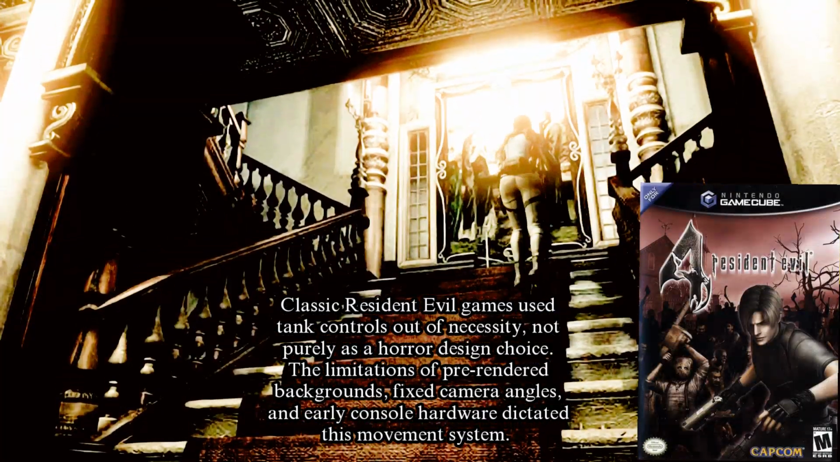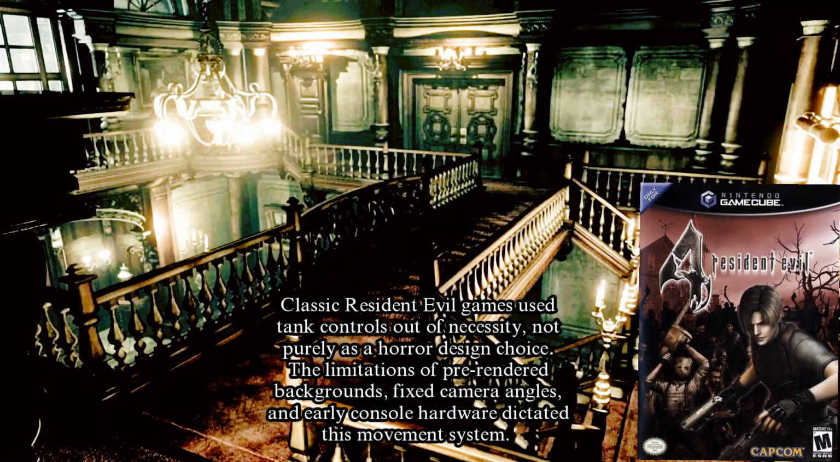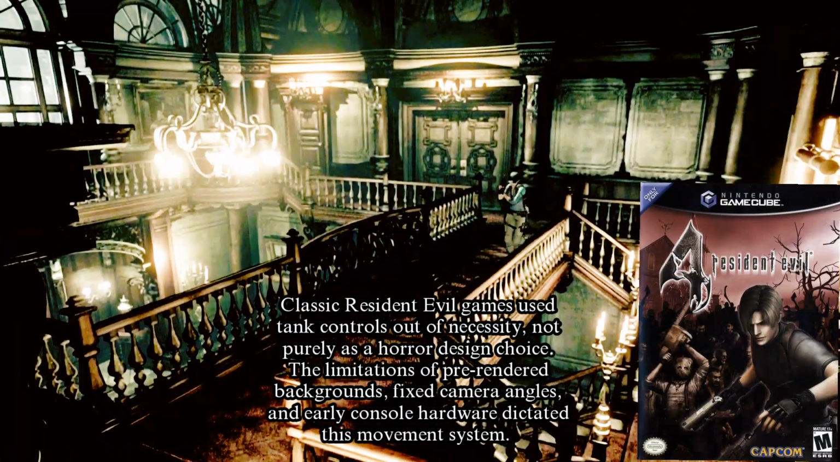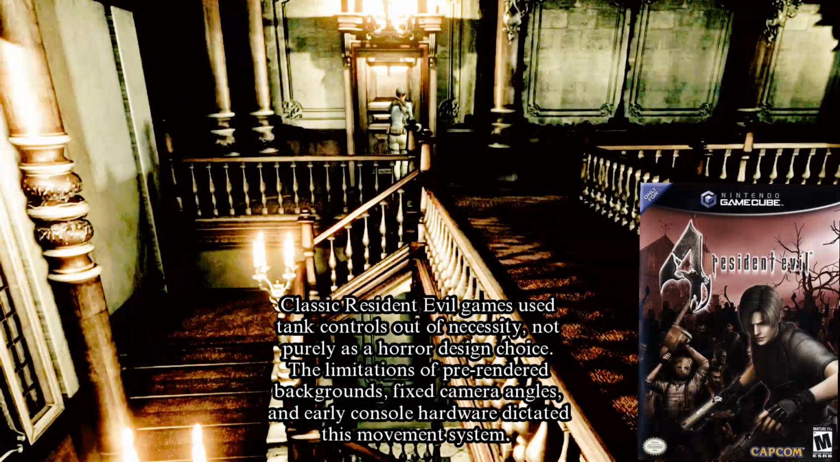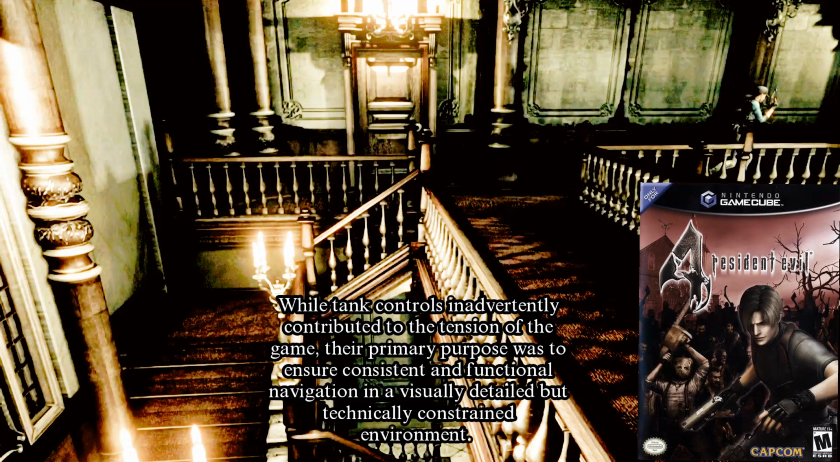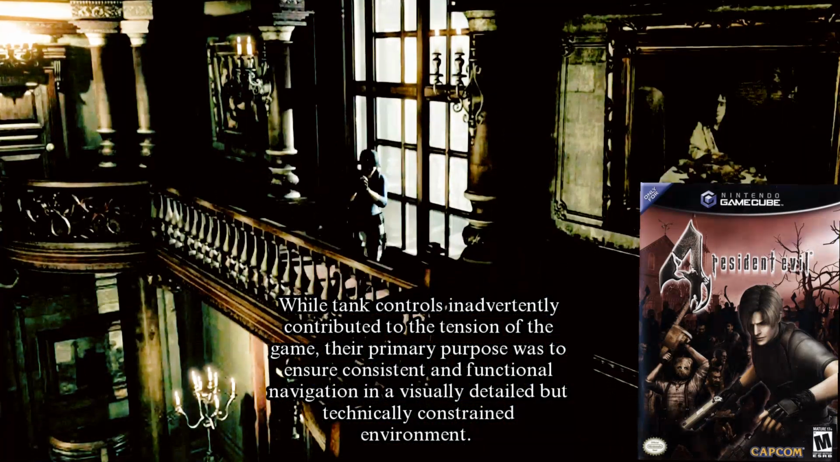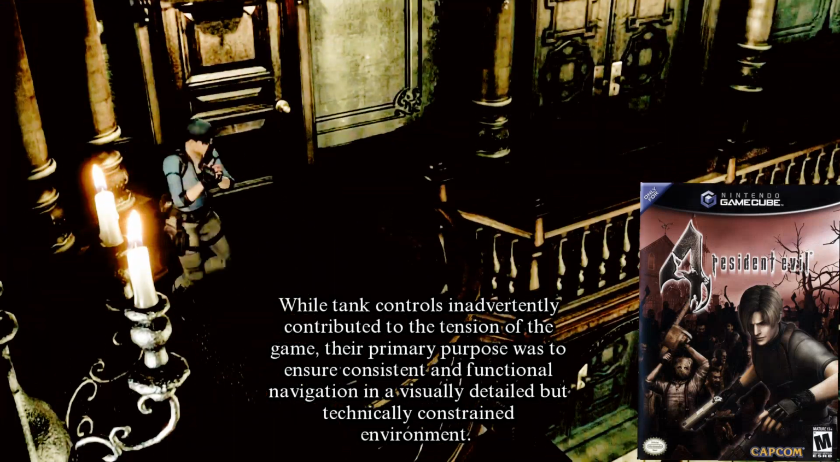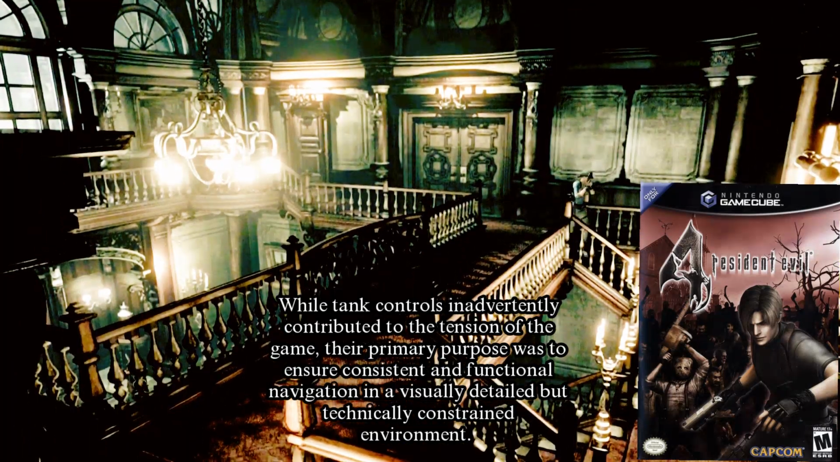Classical Resident Evil games use tank controls out of necessity, not purely as a horror design choice. The limitation of pre-rendered backgrounds, fixed camera angles, and early console hardware dictated this movement system. While tank controls inadvertently contributed to the tension of the game, their primary purpose was to ensure consistent and functional navigation in a visually detailed but technically constrained environment.